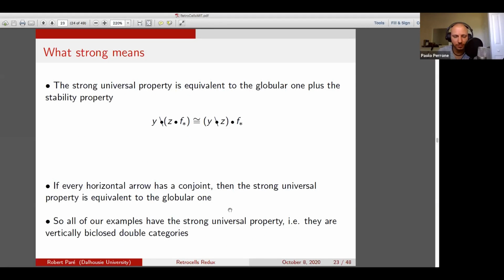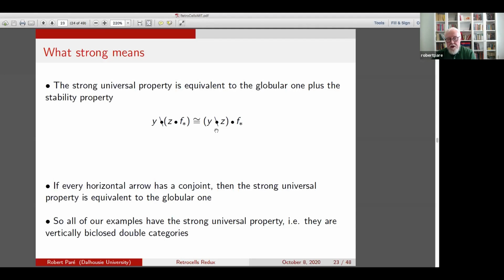So what strong means is simply that the internal hom is somehow preserved by composing with companions. Here the internal hom corresponds to the globular one, together with this isomorphism here. So there's a comparison, and I guess the comparison would go from right to left, and it's an isomorphism.